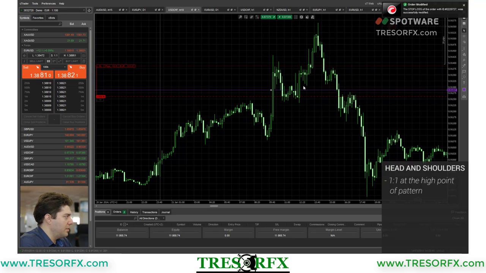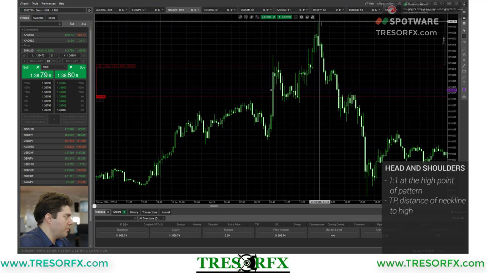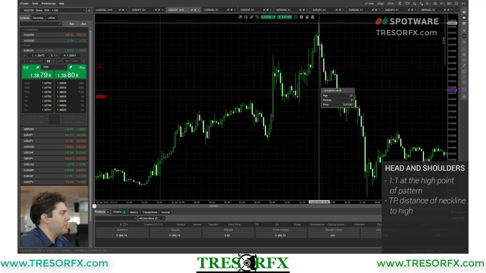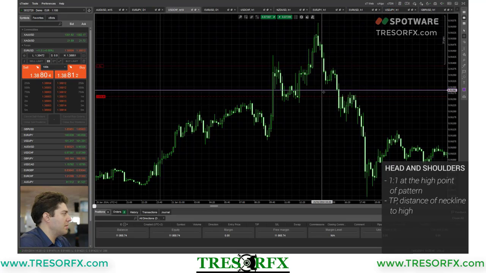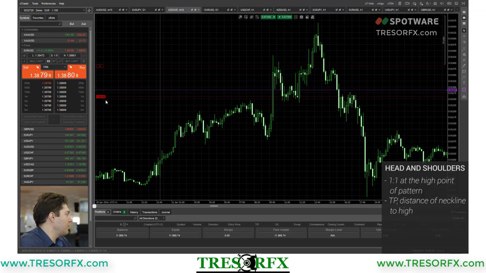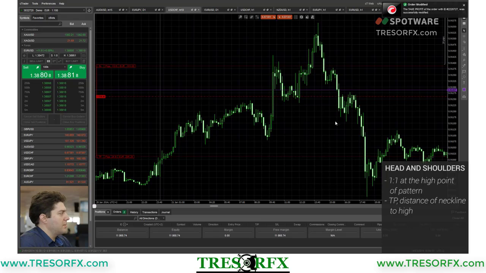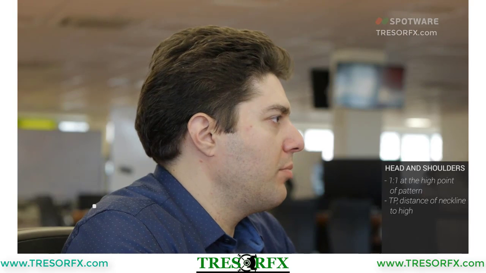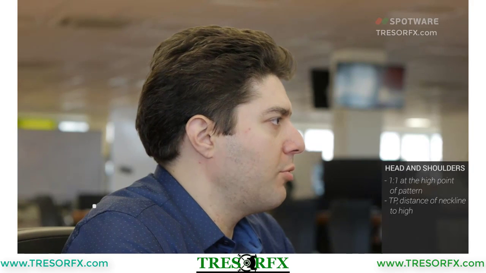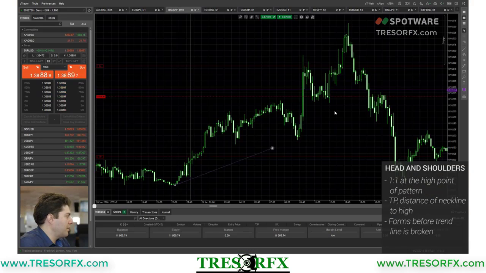The target is the distance between the high point of the trend and the neckline. You measure the distance between the high point of the trend and the neckline. In this case it's 28 pips. You put 25 just to make sure, and you can put a 25 pip take profit. And that's the pattern. That's a head and shoulders pattern. Usually both the head and shoulders and double top patterns are at the end of a trend that is not broken yet, like here.